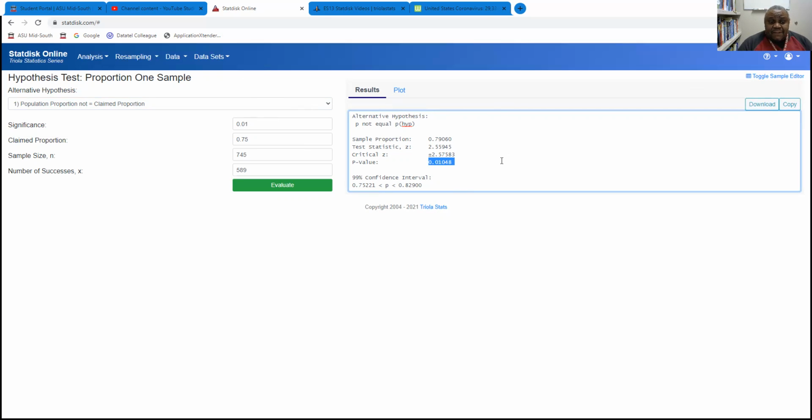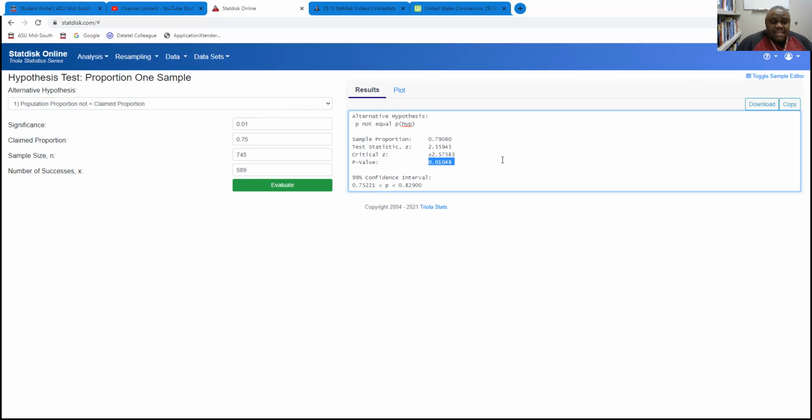And if you fail to reject the null hypothesis, then that means your conclusion, which is the next thing they're going to ask for, is that there is not sufficient evidence to either support or reject the claim. In this case here, the null hypothesis was that it was equal to that 75%. So that null hypothesis was P is equal to 0.75, okay?